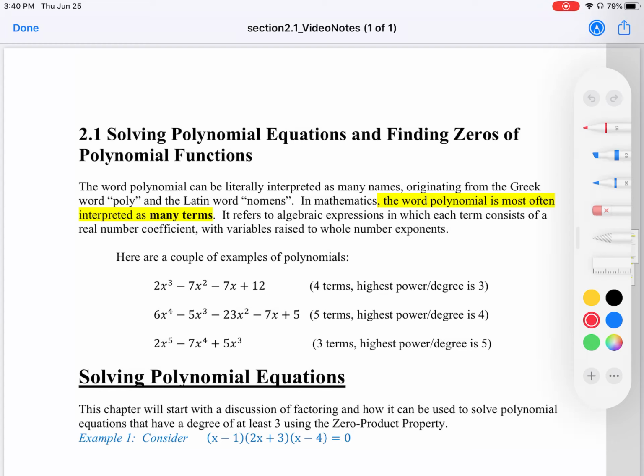Hi, let's continue with the next chapter, chapter 2, with section 2.1, solving polynomial equations and finding zeros of polynomial functions. So as we move on, mainly for chapter 2, it's going to be really factoring heavy.